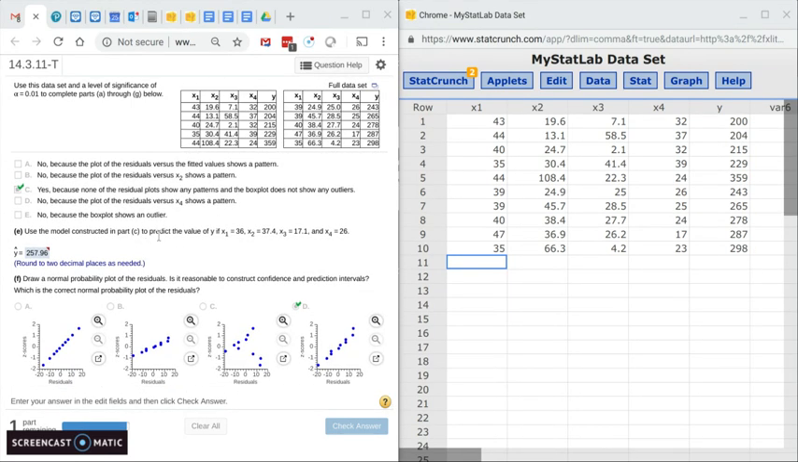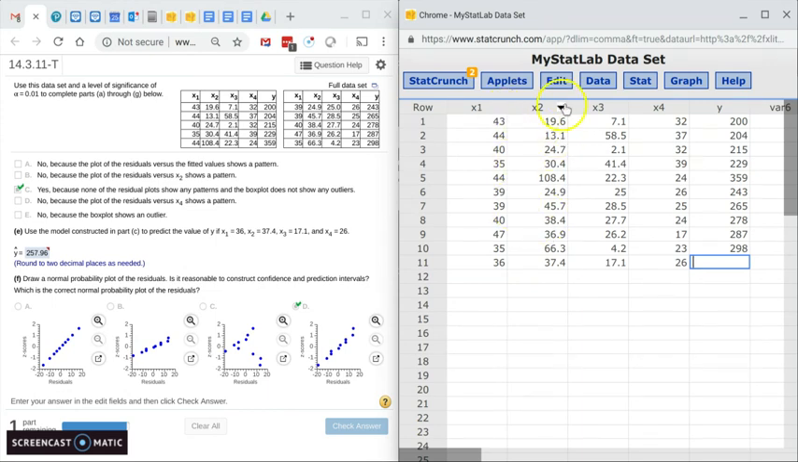in StatCrunch. It's a little easier when it's just a simple linear regression model in StatCrunch. When it's multilinear, we've got to trick it into giving us these things. So what I'm going to do is enter these values that we're interested in getting a prediction for: 36, 37.4, 17.1, and 26 right here. Notice that has no y. This isn't an actual data point because it has no y.